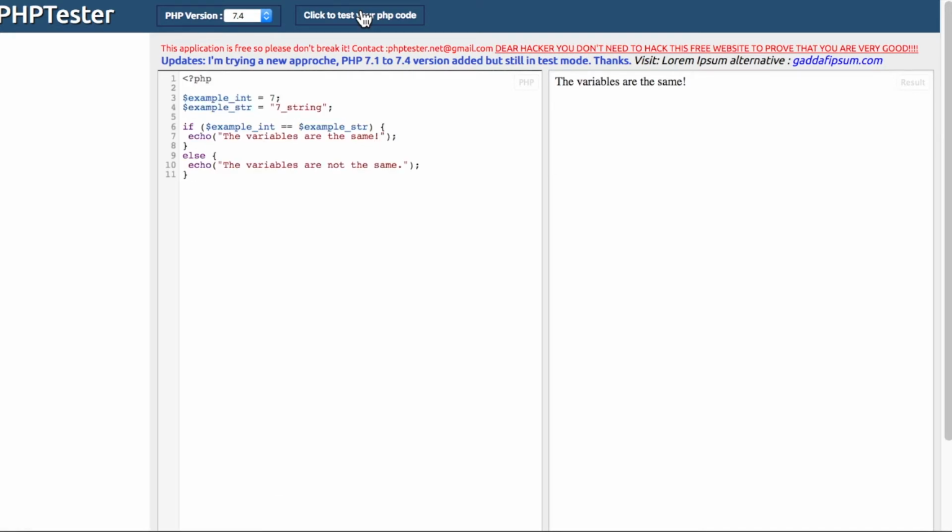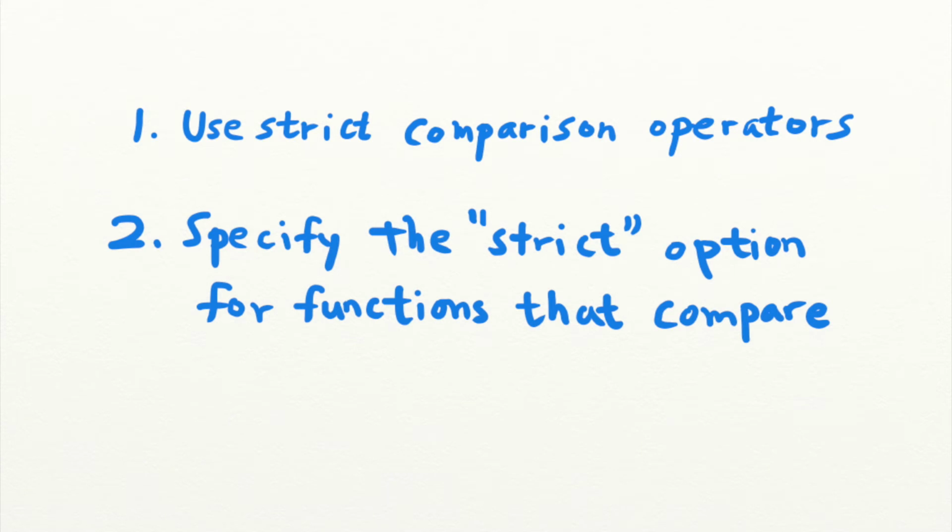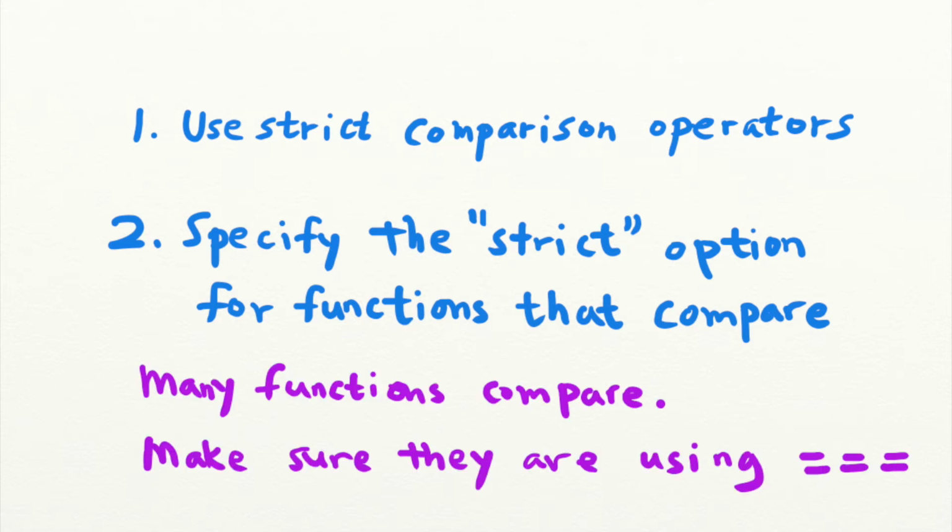You should also specify the strict option for functions that do comparisons. Always consult the PHP manual on individual functions to check if they use loose comparison or type-safe comparison. See if there is any option to use strict comparison and specify that option in your code.